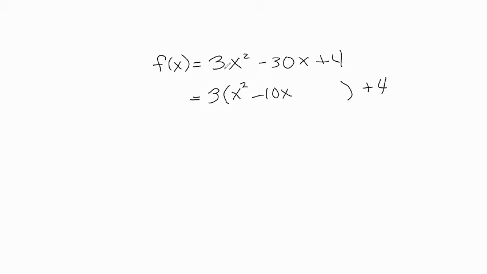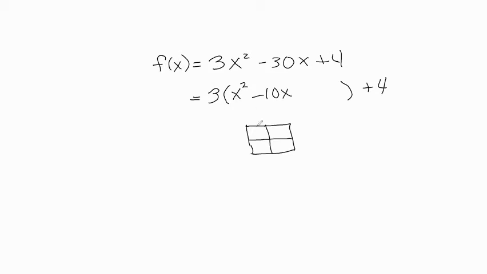Again, we have the same thing we started with. 3 times x squared equals 3x squared. 3 times negative 10 is equal to negative 30x. And this plus 4 is not being multiplied by 3, so we are still back to the original. The next thing we're going to do is put these into a box. Again, this is for those of you who really liked factoring with the area model or the box.